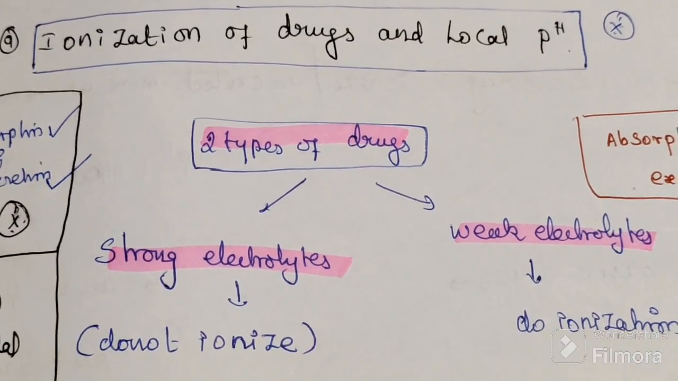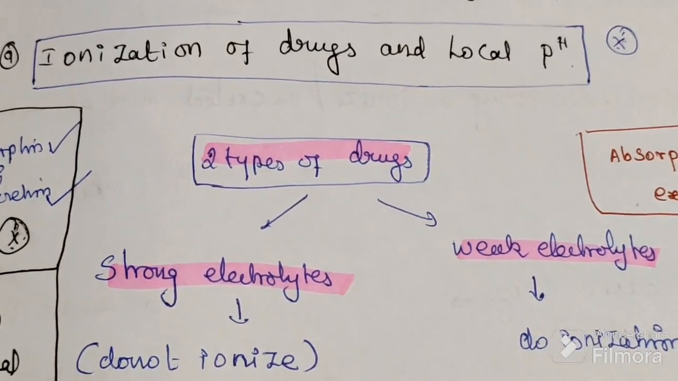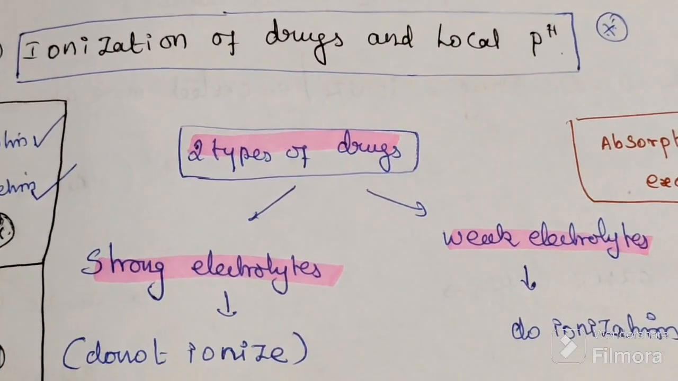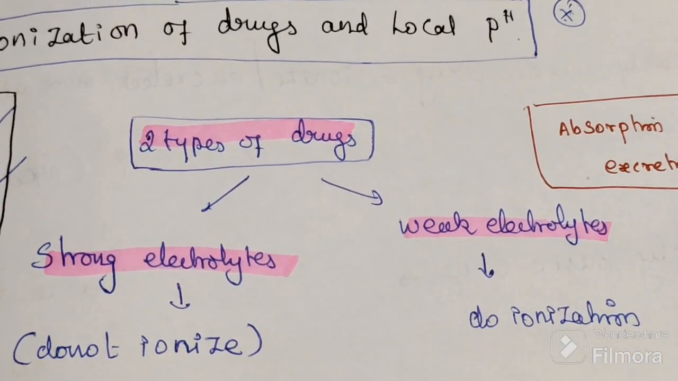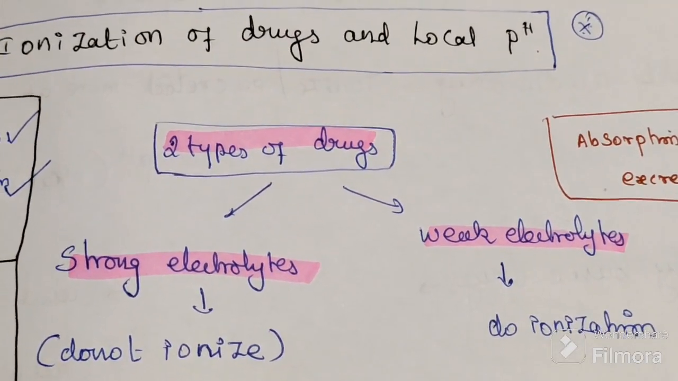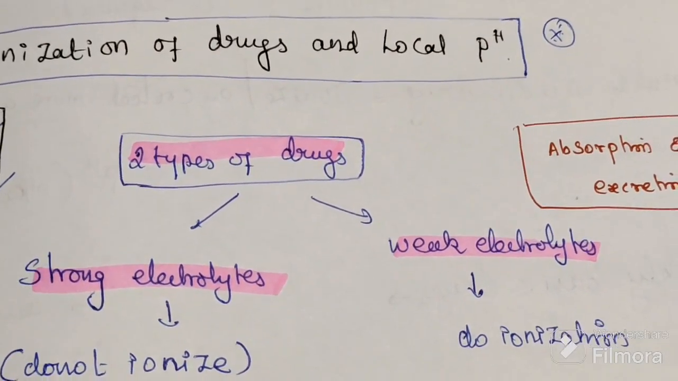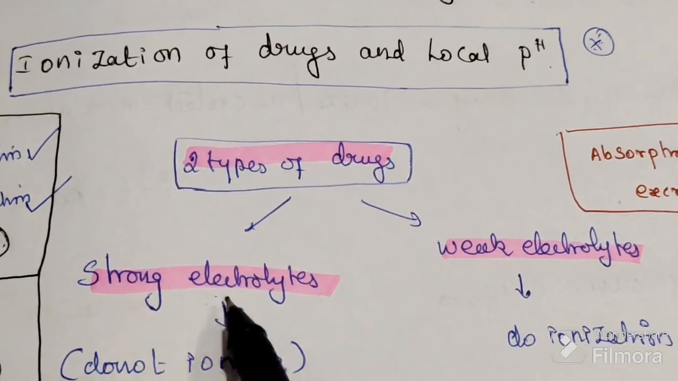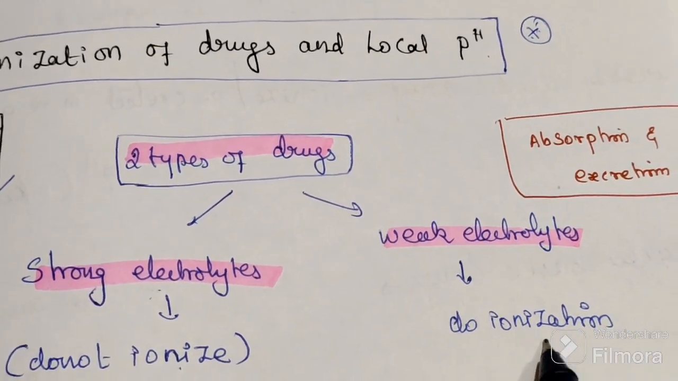Then there are two types of drugs. If the drugs are electrolytes, there are two types of electrolytes: strong electrolytes and weak electrolytes. Strong electrolytes do not ionize. Weak electrolytes do ionize. Strong electrolytes need no ionization. Weak electrolytes need ionization.